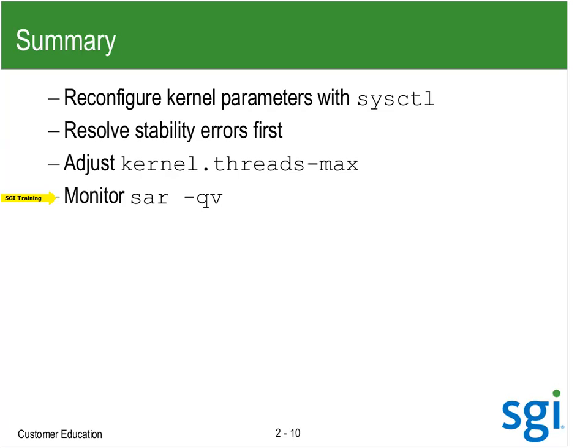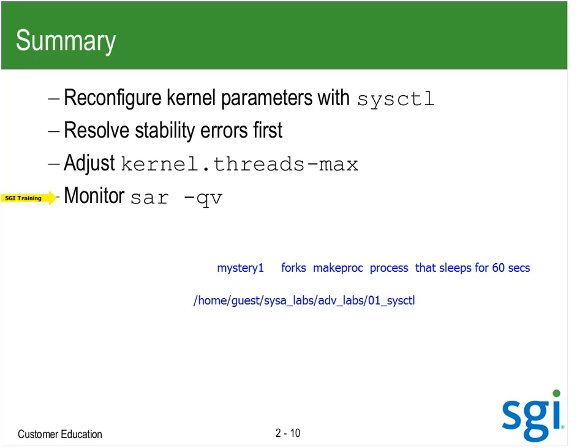And again, this mystery script will be found in home, guest. You might want to copy it, sys_a_labs, advanced_labs, and then something like 01 underscore sysctl, something like that. Now, in my workbook, I added a new chapter in front of this called Connecting. I did not cover that module. We kind of did that in demo, but the numbering scheme for the tarball doesn't match the workbook numbering right now, I'm pretty sure. Any questions on that?